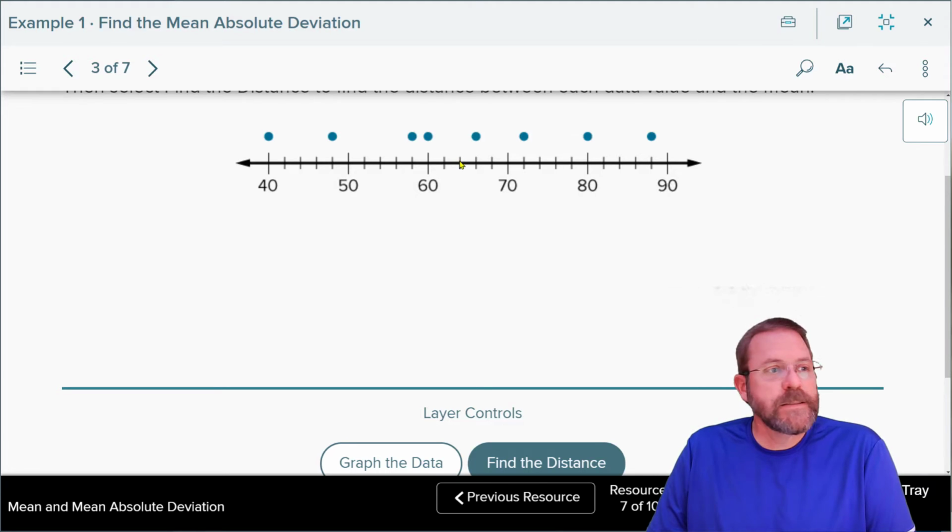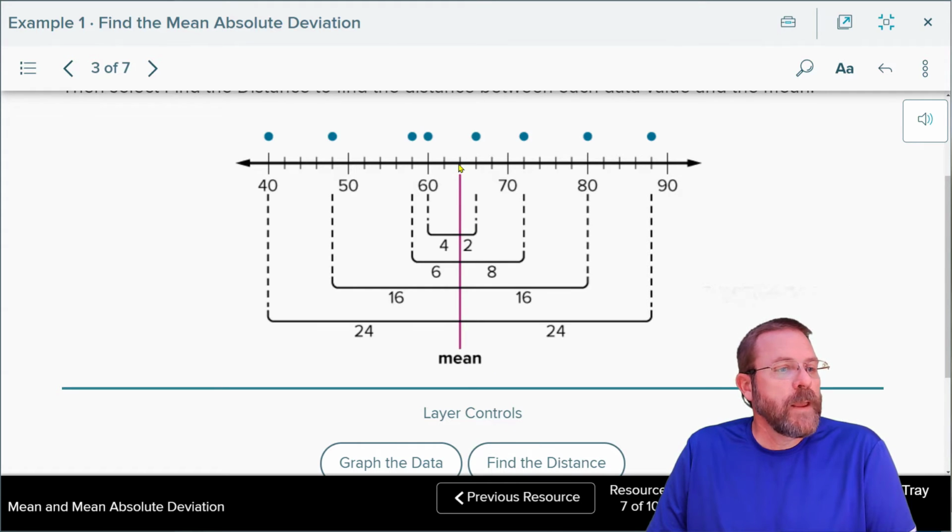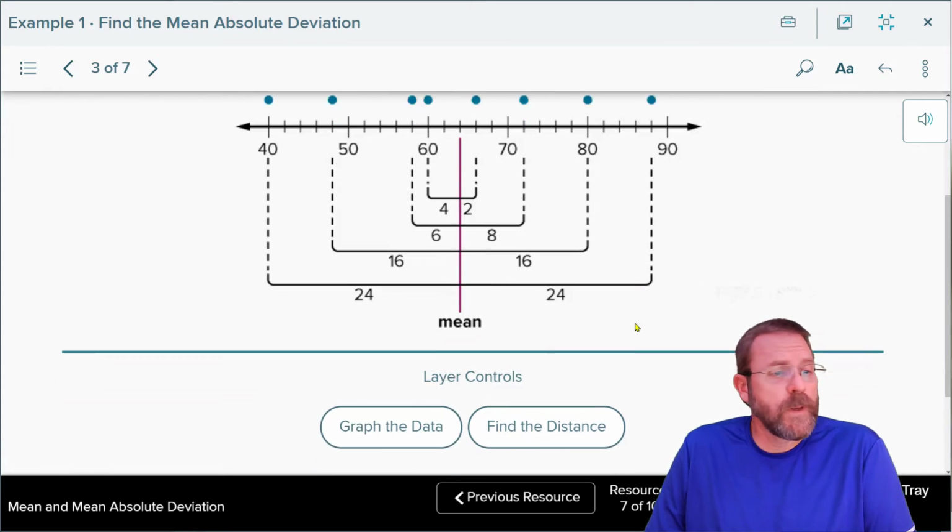Next, we want to find the distance between that 64 and all the data points. So when we do that, you can see that 60 is 4 away. 58 is 6 away. Over here, 48 is 16 away, and 40 is 24 away. On the right-hand side, we have 66 is 2 away, 72 is 8 away, 80 is 16 away, and 90 is 24 away. When you're doing that on paper, it's going to take some time, folks. Be patient with yourself as you're doing this, because it's going to take a few minutes.